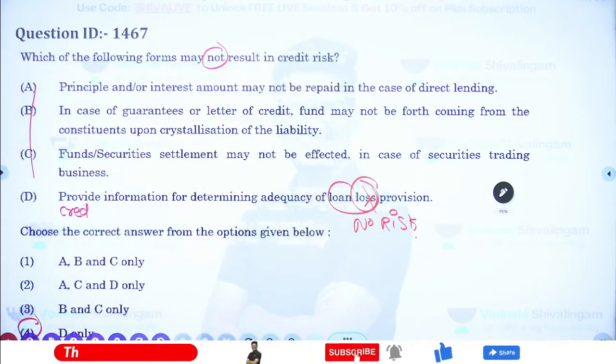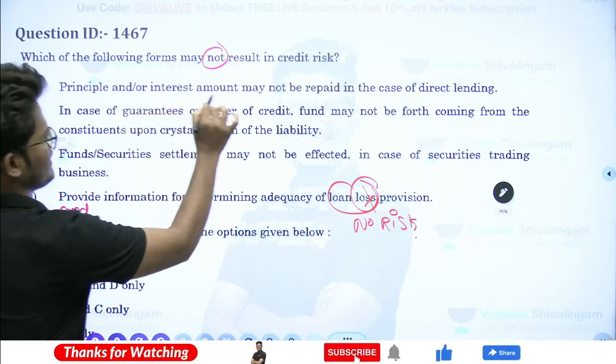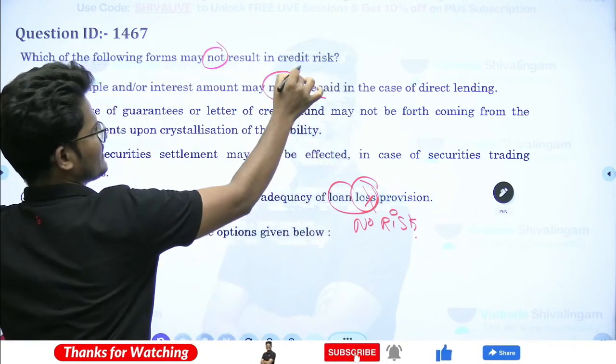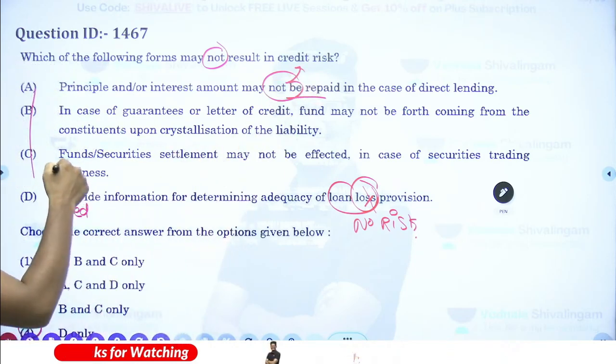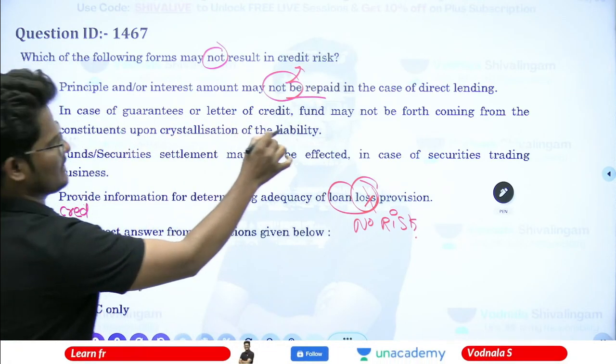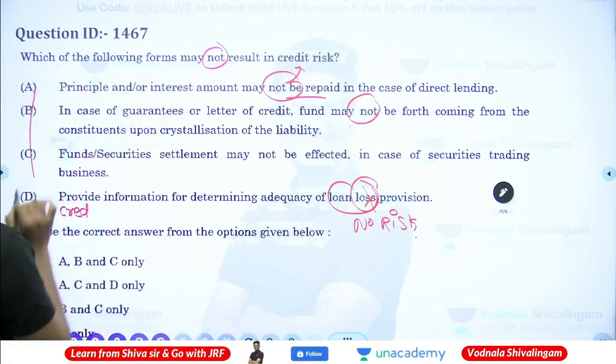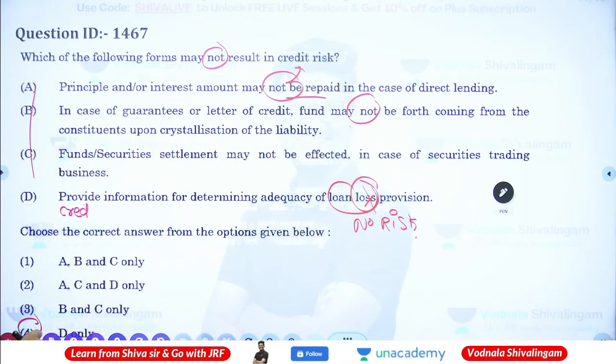But in these three cases, there is a credit risk. Principal and interest amount may not be repaid. This is directly a risk by giving credit to that person. In case of guarantees or a letter of credit, the fund may not be forthcoming from the constituents upon the crystallization of the liability.